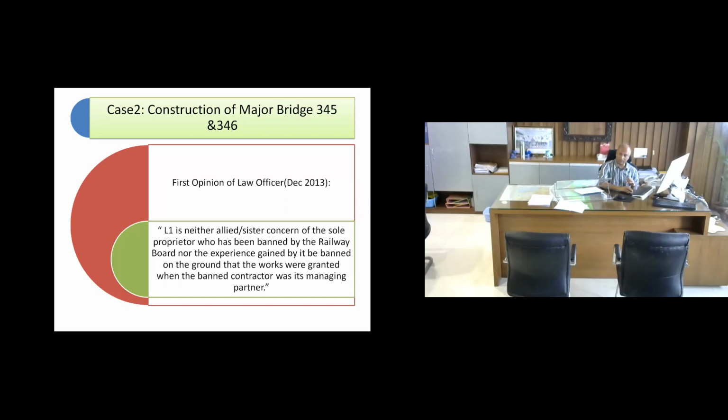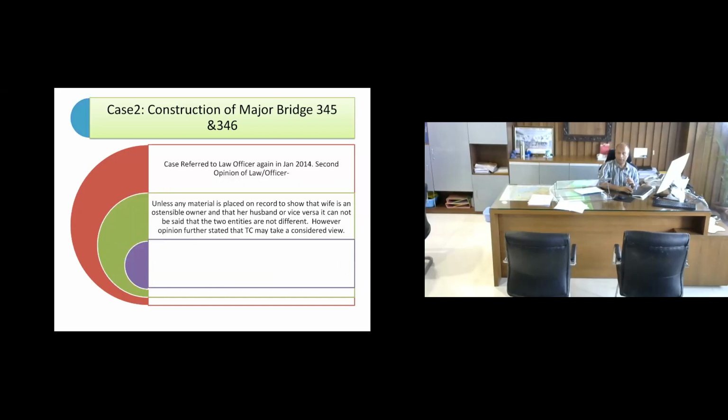And then the moment this opinion came, the Deputy CE Construction, the convener, and the committee had a different view, and they thought that this is not a case where we can go ahead. They again referred it back, and the law officer gave the opinion that unless you give us some document which shows that her husband has a controlling voice, we will not treat them as a sister concern.